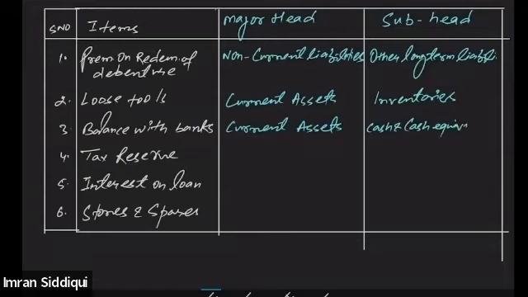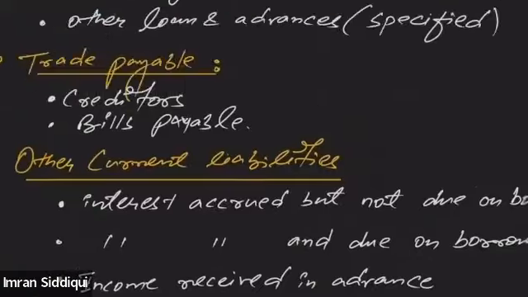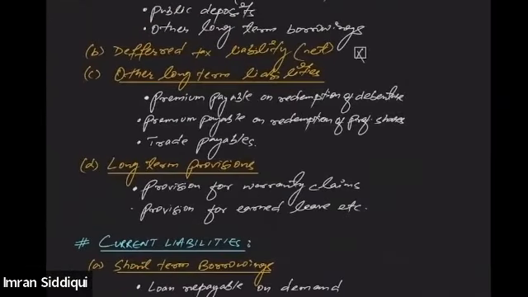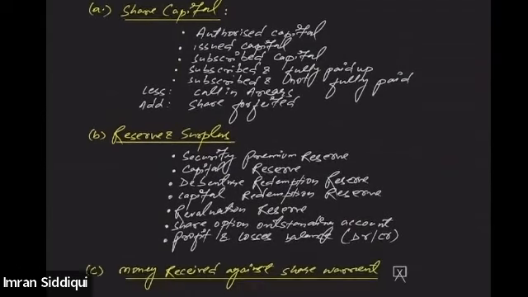Cash equal. Okay. Then, last is, sorry, fourth item is tax reserve. Tax reserve falls under the category of the, let's find out. Tax reserve will fall under the category of the reserve and surplus.